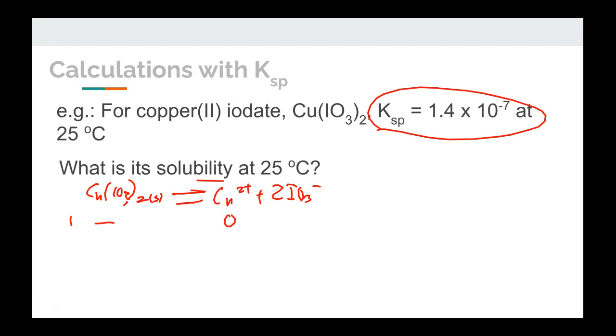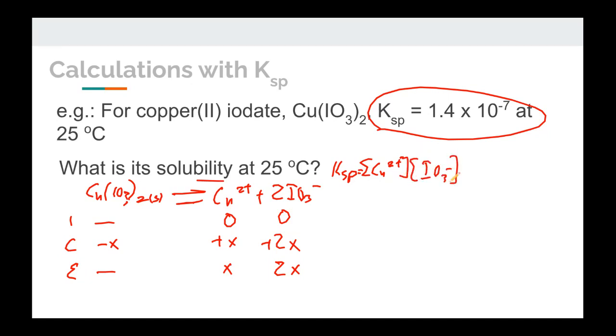Initial, don't care about the solid, none of this, none of this. Change, it's going to be a minus x, plus x, plus 2x change line. At equilibrium, copper ion concentration will be x and iodate will be 2x. So Ksp is going to be copper ion concentration raised to the 1 power times iodate ion concentration squared. And in terms of our chart, that is x times (2x) squared, which is 4x cubed.